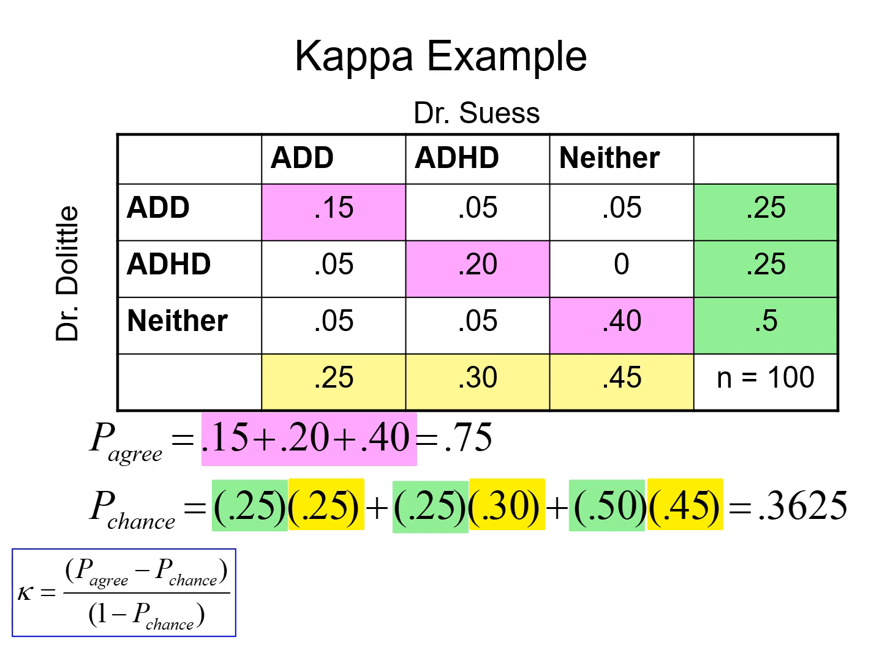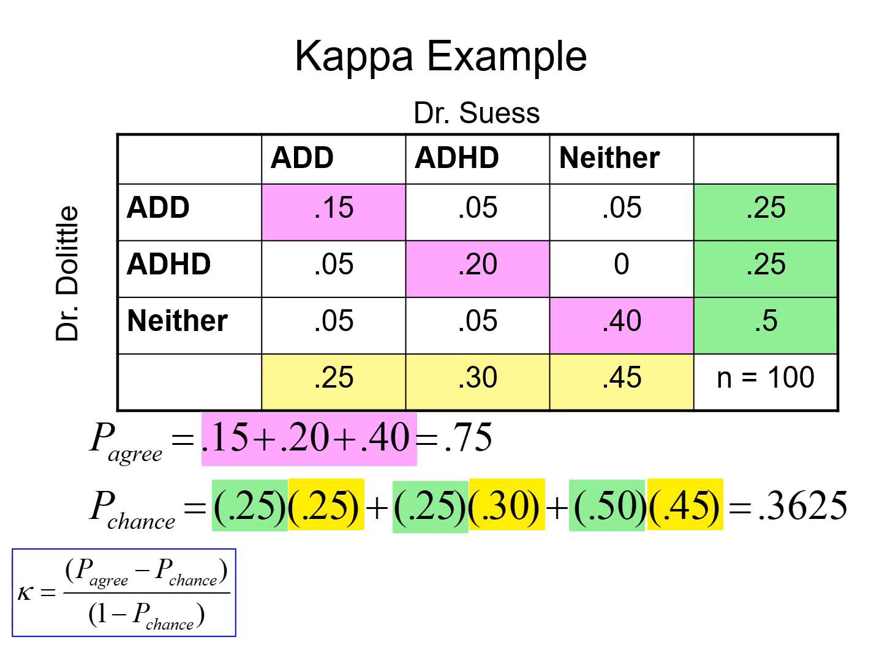Again, if we look at ADHD, Dr. Dolittle and Dr. Seuss agreed 20% of the time. And 5% of the time when Dr. Dolittle said ADD, Dr. Seuss disagreed and said ADHD. Likewise, when both of them agreed on neither, it was 40% of the time. Now notice that each of these adds up to 100%, but the actual percentages in the middle are the agreement. If we look at Dr. Dolittle, 25% of the patients he said had ADD, 25% he said had ADHD, and 50% he said neither. If we look at Dr. Seuss, these are the yellow blocks, 25% of the time he said ADD, 30% of the time he said ADHD, and 45% of the time he said neither. Both of these are across 100 people just to make it easy, but these are the percentages.